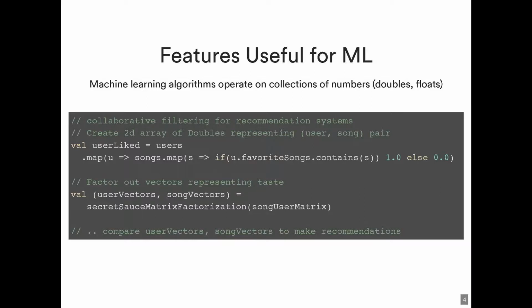And then from there, you can use your user vectors in your machine learning algorithms to make recommendations. So you can check if the user's taste is similar to another user's, and you can do many other things. Probably botched this explanation. I think there's some machine learning engineers in here, so you can correct me. But yeah, so the main point is that features useful for machine learning generally look like a collection of numbers.